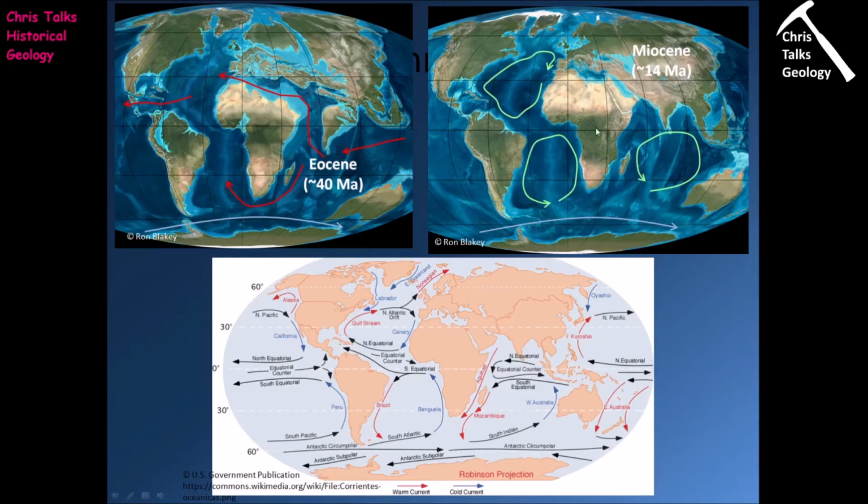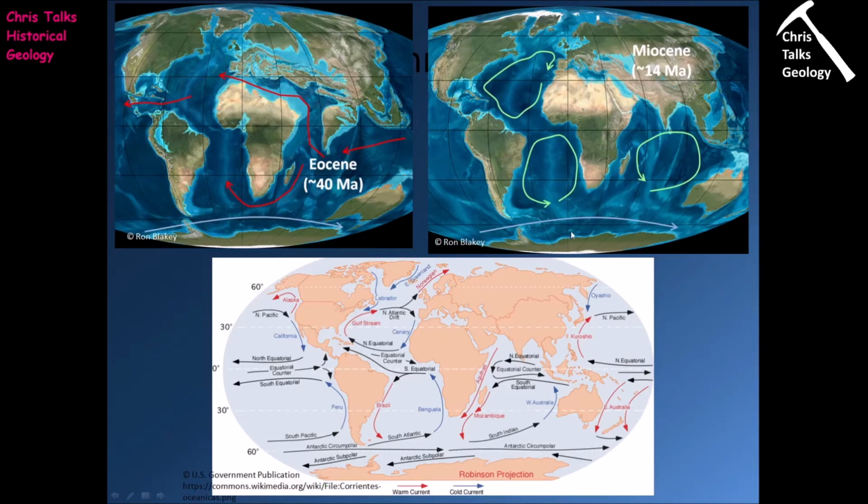Now, by the time we make it into the Miocene, that's 14 million years ago, we can see that Africa has now made contact with Europe, and we can see that South America and North America are very, very close to completing contact. And so this means that at this point, of course, we no longer get this flow of warm water from what is now the Indian Ocean into the North Atlantic, and we don't get the flow of warmer water from the North Atlantic into the Pacific.